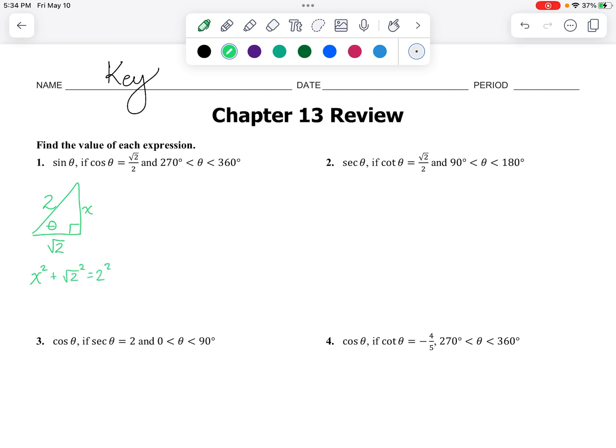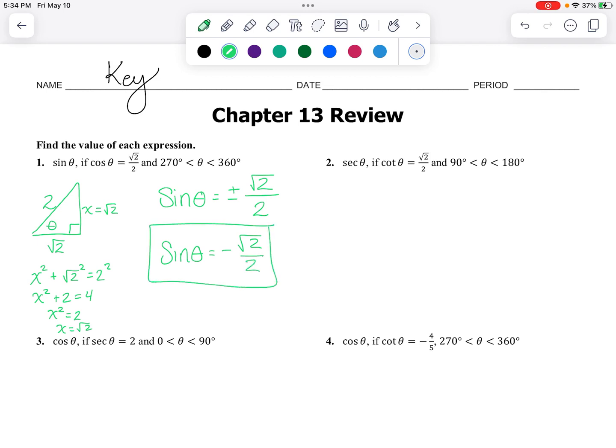X squared plus square root of 2 squared equals 2 squared. X squared plus 2 equals 4. X squared equals 2. Therefore, x is square root of 2. Therefore, sine of theta is equal to either a positive or negative opposite, square root of 2, over hypotenuse, 2. Within this range, I look at my unit circle, and sine is negative there. So it's negative square root of 2 over 2.